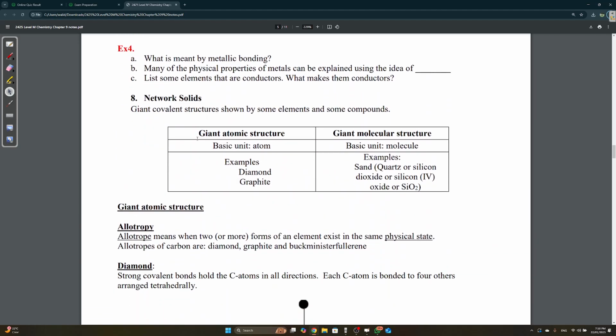Network solids, okay, are giant covalent structures shown by some elements. The basic unit is an atom. It's either carbon for diamond and graphite, or for silicon dioxide it's a molecule. So the basic unit can be an atom, as here in diamond and graphite, and for a giant molecular structure the basic unit is a molecule. But it's actually an atom, though we consider it a molecule, like silicon dioxide.